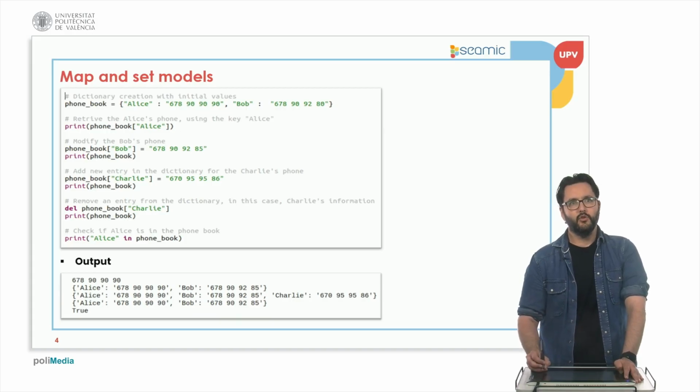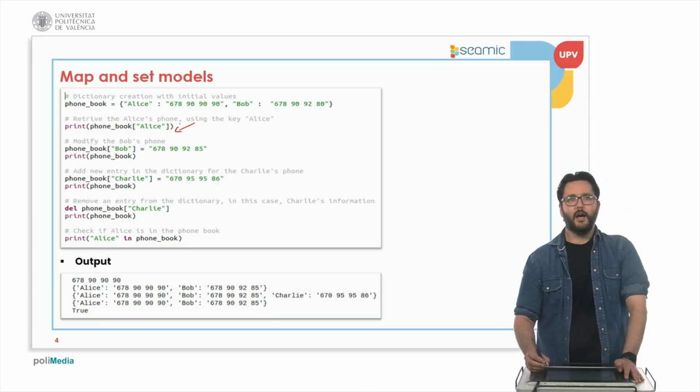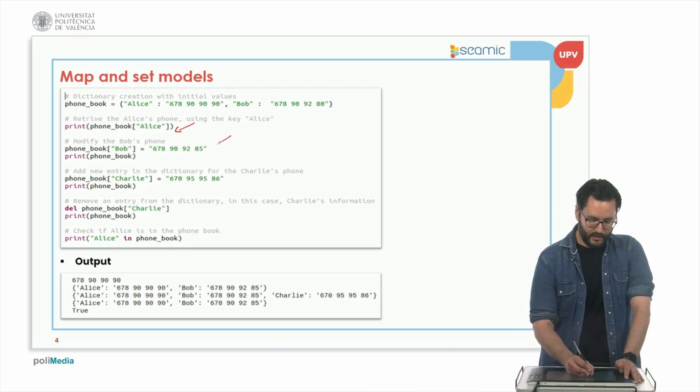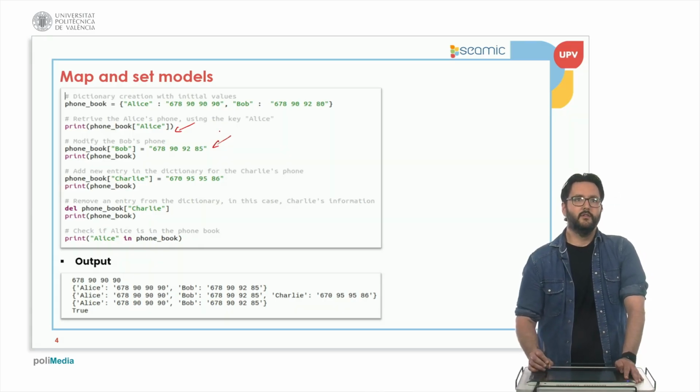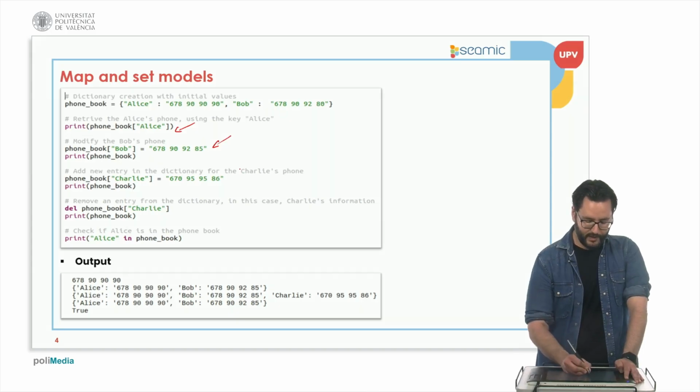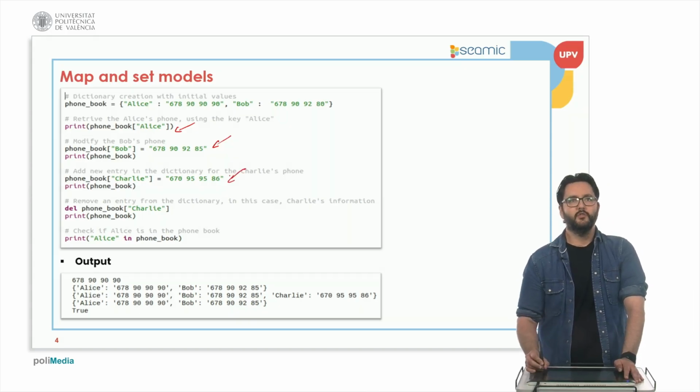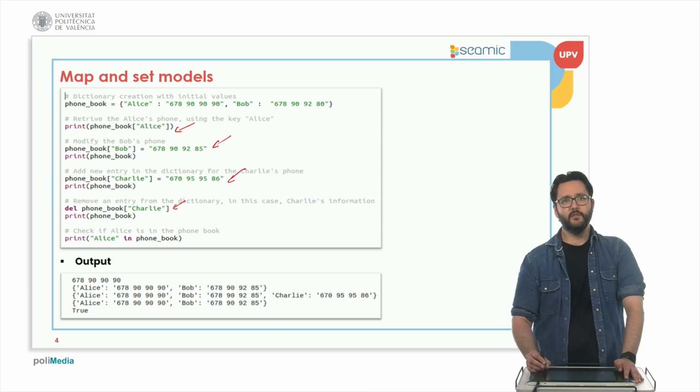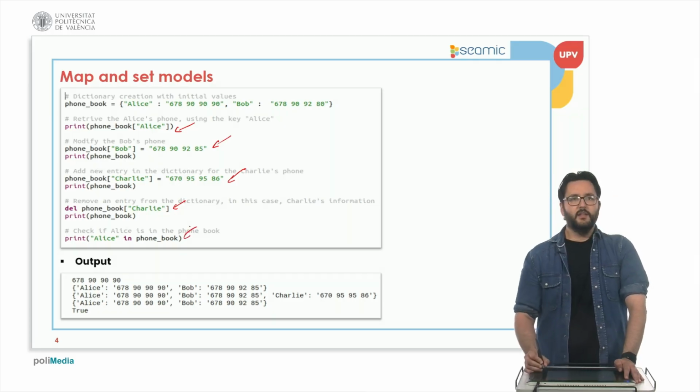We have here a phone book that is implemented using a dictionary. In this case, we have as keys the person's name and as the values the phone numbers. We can retrieve a particular number using the proper key, in this case with the brackets. We can update an entry of the dictionary using the key, providing a new value, or we can include a new entry using a key that is not present in the dictionary. We can remove entries, and we can check if an entry is in the dictionary. Underneath, you have the output of this code.